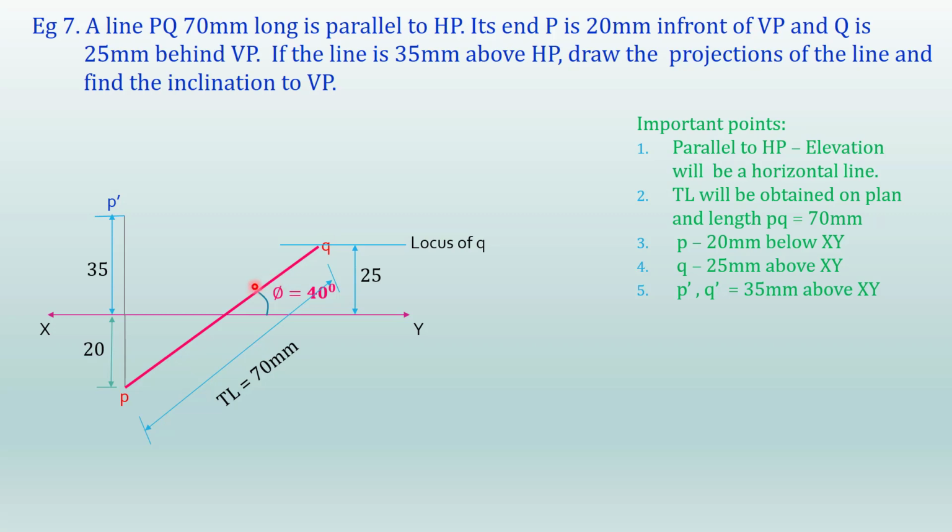When you measure the angle of this line, it will be equal to 40 degrees. Since PQ is equal to the original length, the angle made by this with the XY line gives the angle made by the original line with the vertical plane. Okay, let it be there. Now, how will you mark Q dash? You can draw the projector through Q, right? Q dash also will be equal to 35 mm. So you can mark Q dash, and this gives the elevation of the line, which will be equal to 50.